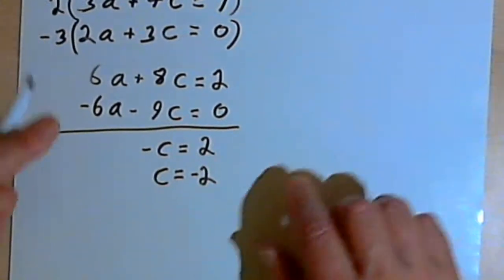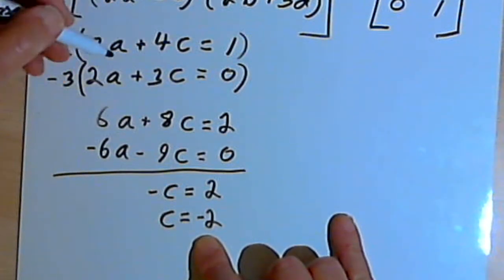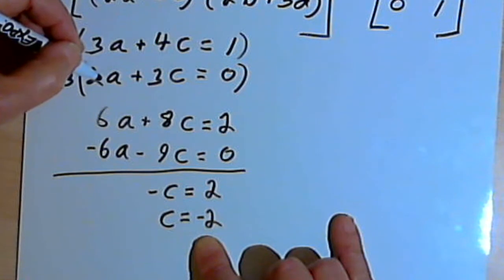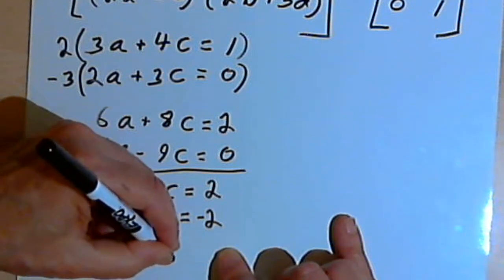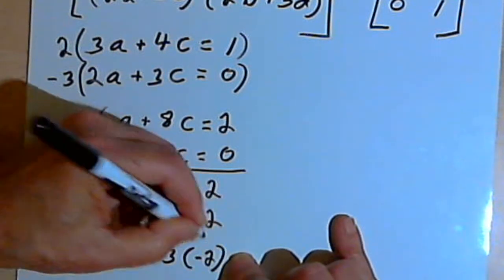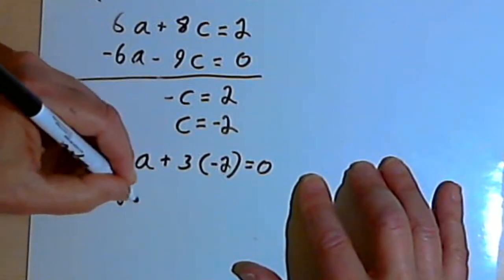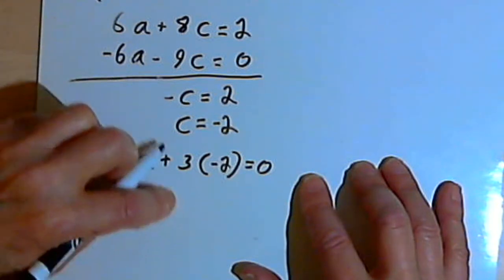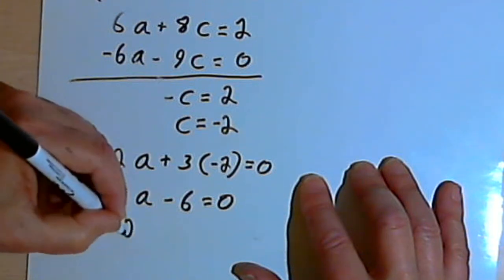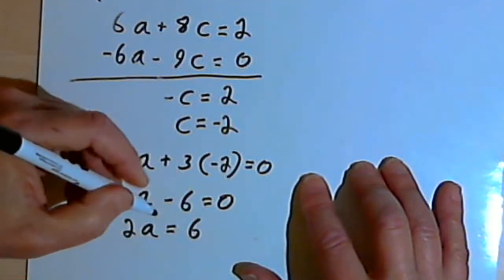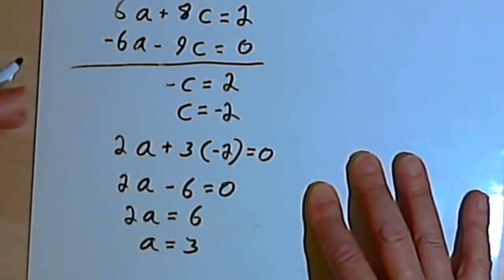And now I can find out what A is. I'll take that -2 and plug it into one of the equations I had. So why don't I plug it into this 2A plus 3C equals 0. So 2A plus 3 times negative 2, that's 3C, equals 0. So 2A minus 6 equals 0. So 2A is going to equal 6. And then dividing both sides by 2, I get A equals 3.